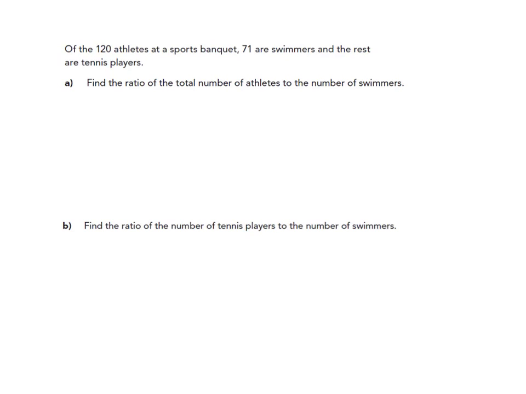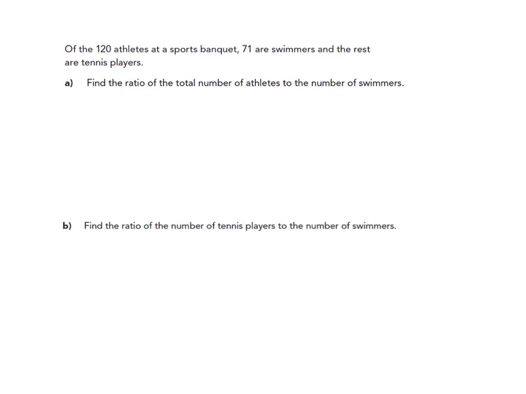Here's one for you to try. 120 athletes at a sports banquet, 71 of them are swimmers, and the rest are tennis players. Find the ratio of the total number of athletes to the number of swimmers, and then find the ratio of the number of tennis players to the number of swimmers. Pause it here, work on it, see how you do.